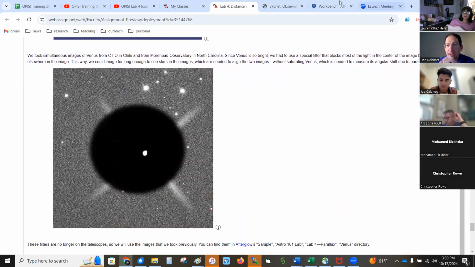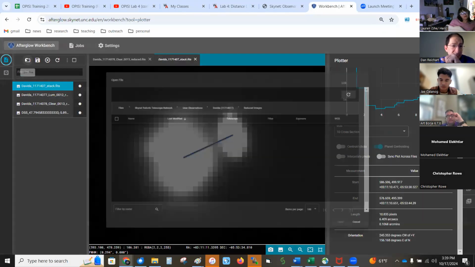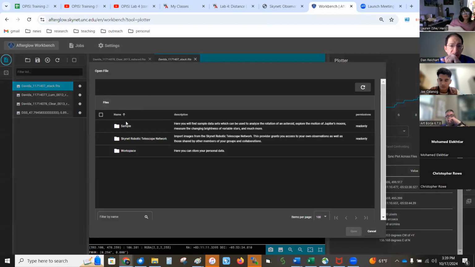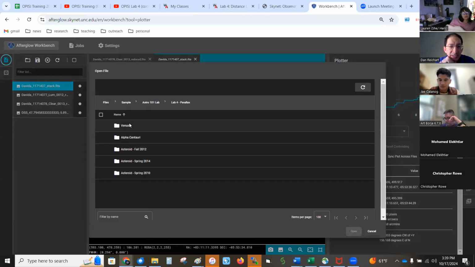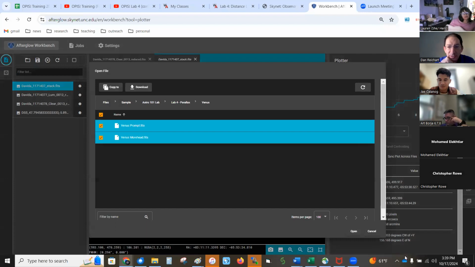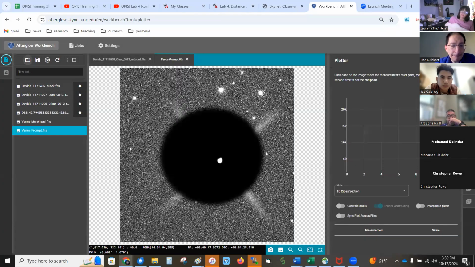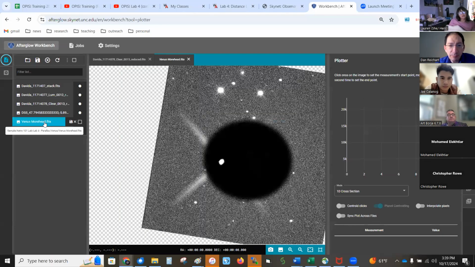Here's the tricky thing. I'll just go over to Afterglow and load these images in. Files, sample, 101, parallax, Venus. Okay, simultaneous images from Prompt and Moorhead. Again, Moorhead's in Chapel Hill. So I loaded them in and they look weird. What's this big black? And we already have the alignment turned on.